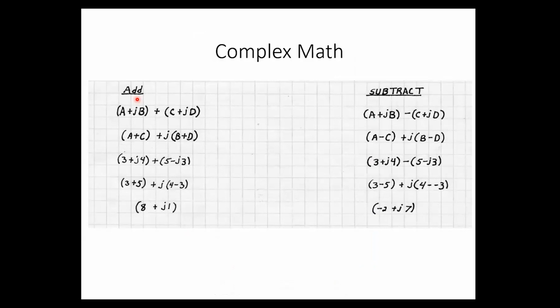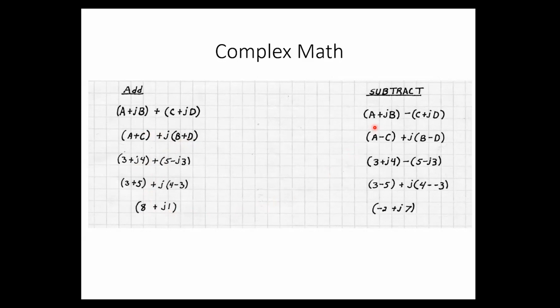It's really pretty easy if I'm doing addition and subtraction. If I wanted to add A plus JB, where A is the real part and B is the imaginary part, to C plus JD, all I have to do is add A to C and B to D. That's it. So if I were to add 3 plus J4 to 5 minus J3, I get 8 plus J1. Does everybody see how I did that? Everybody can do this, right?